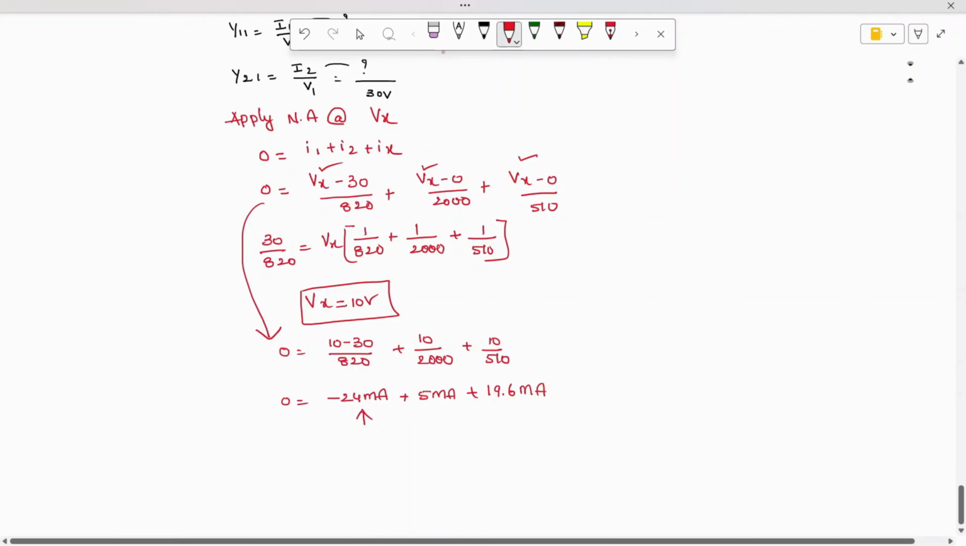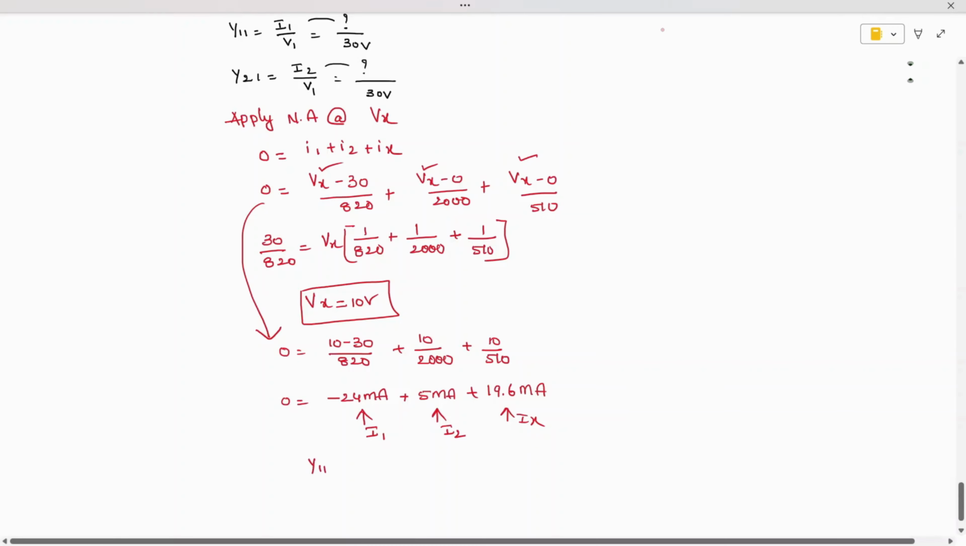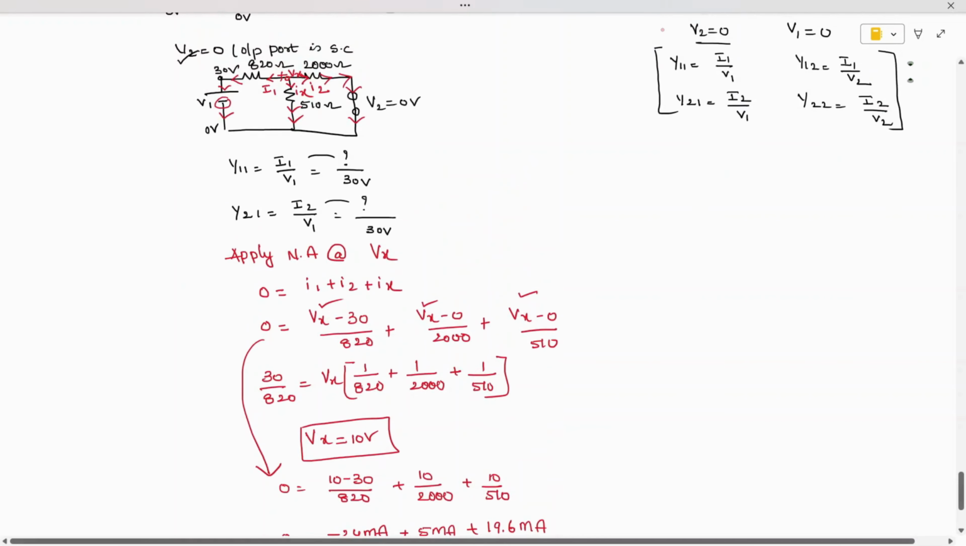So now this is the value of I1, and this is the value of I2, and this is the value of Ix. Okay, now just substitute in all these equations, then you can get it. Therefore the value of Y11 is equal to I1 by V1, I1 divided by V1. So here you can see I1 I had taken in this direction. Okay, so when you redraw it, you can understand better.